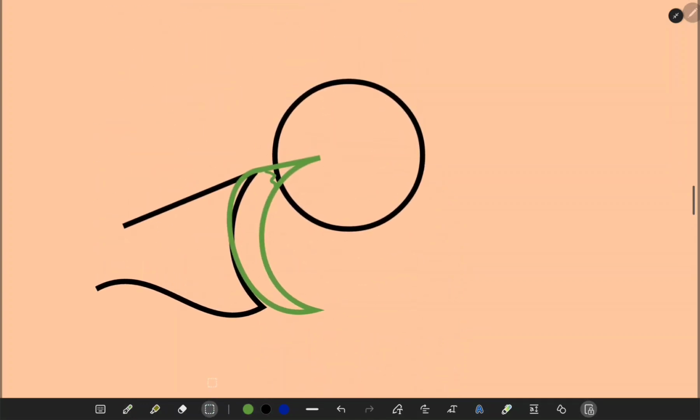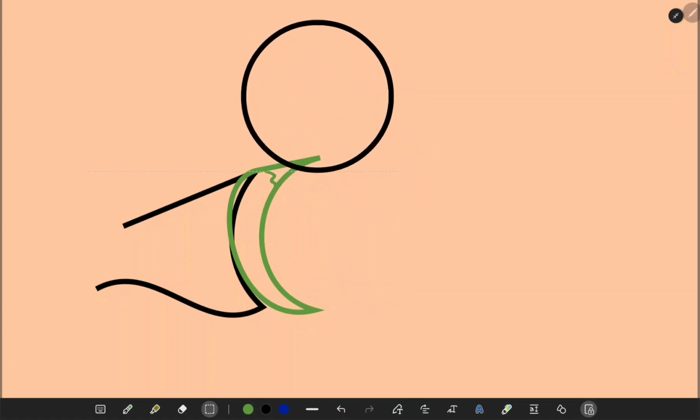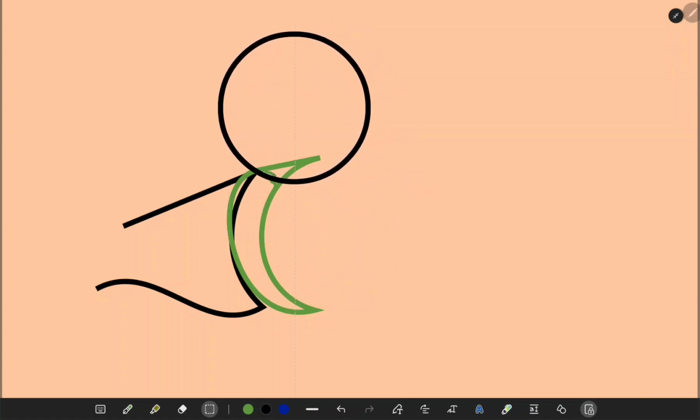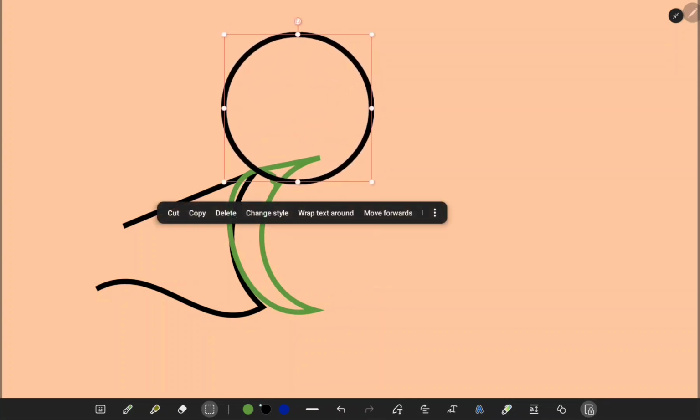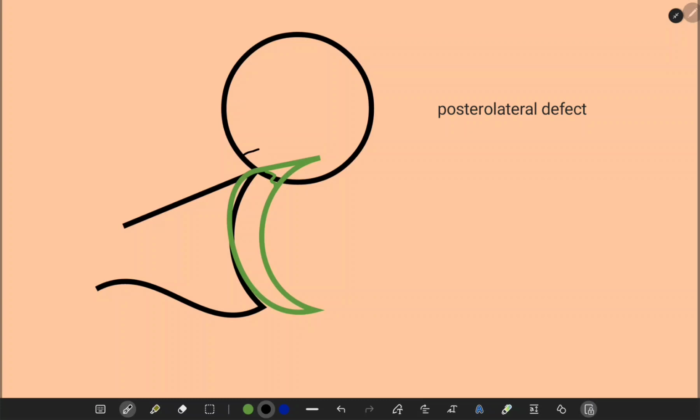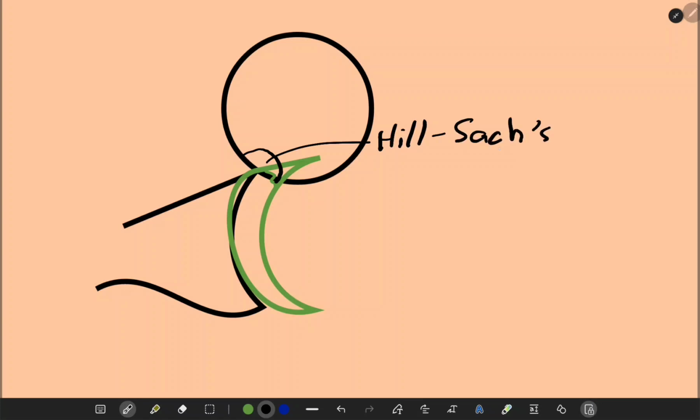Another thing to note is that once the shoulder gets dislocated, the head of the humerus starts hitting on the glenoid rim, and as it starts hitting on the glenoid rim, a defect will be formed at that portion, and that is called a Hill-Sachs lesion. So these two lesions are responsible for recurrence of shoulder dislocation, which is the most common complication of any shoulder dislocation.